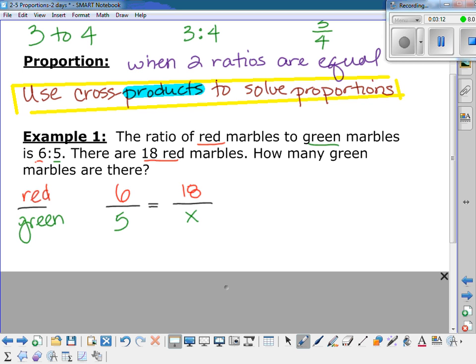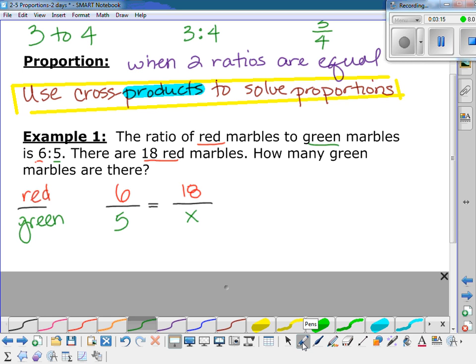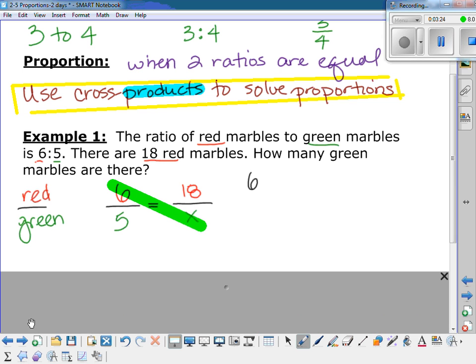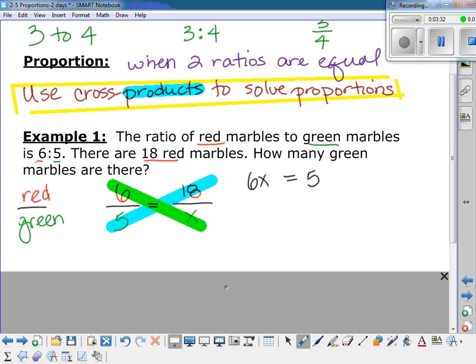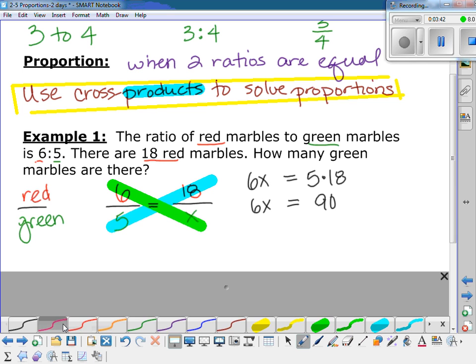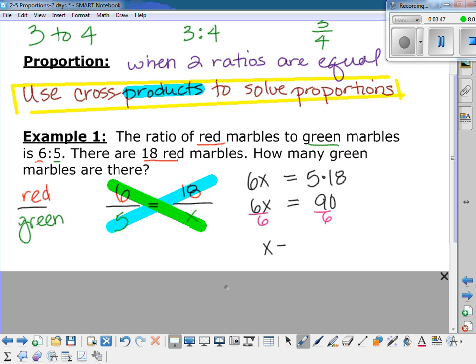Okay, so now I can use cross products to solve this. I can multiply together 6 times X, and that's going to equal the other cross product, 5 times 18. So if you multiply 5 times 18 together, you get 90. And then I would divide both sides by 6. And so X equals 15. So that means that there are 15 green marbles.